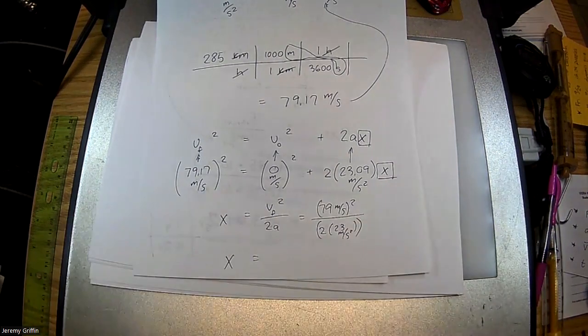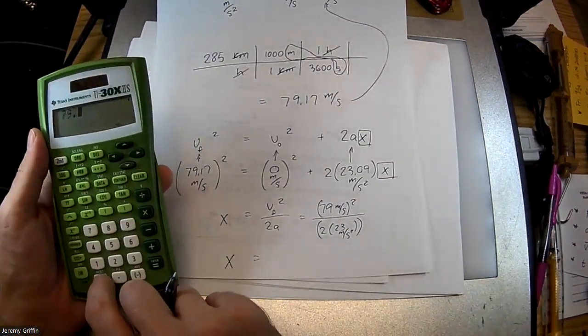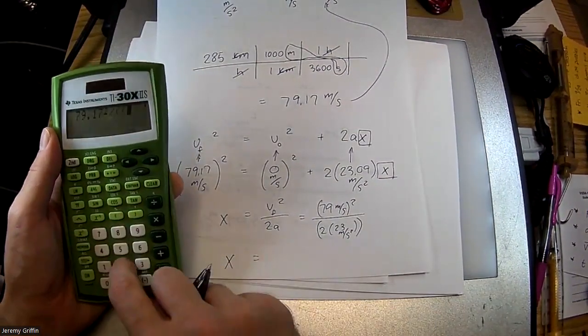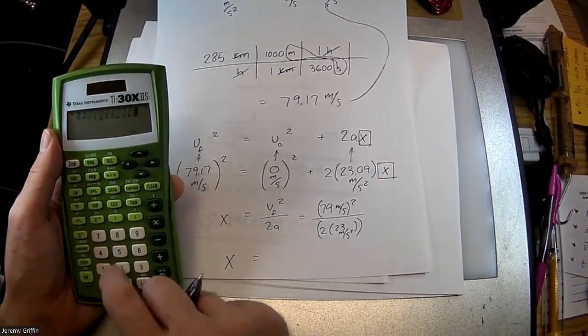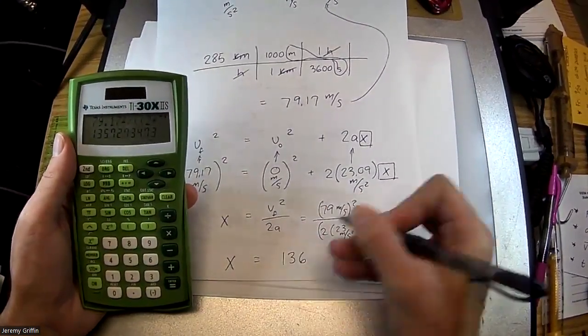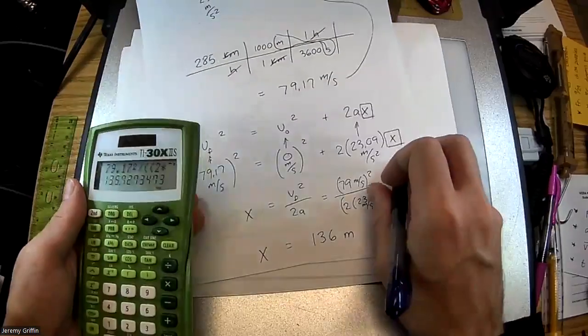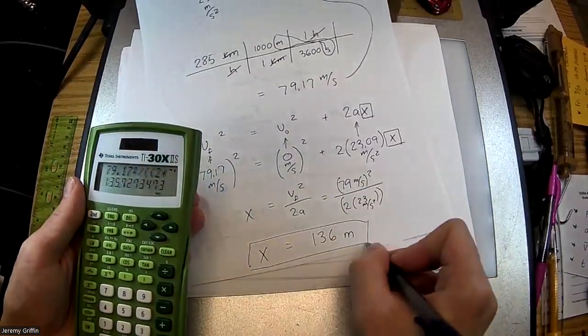Okay. But maybe in my calculator I'll add some precision to it, right? So 79.17 squared divided by 2 times 23.09. Okay. Looking at 136, maybe I'll just round to the nearest meter. Okay. 136 meters. All right, there you go.